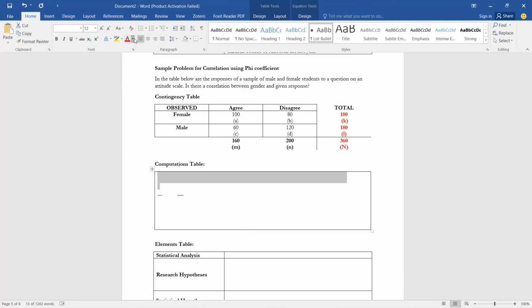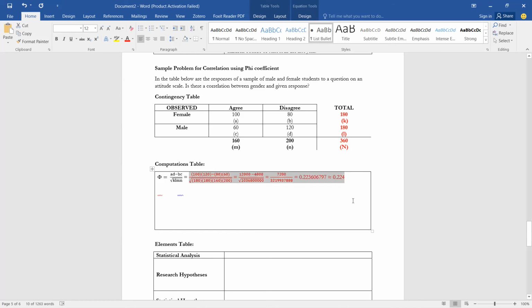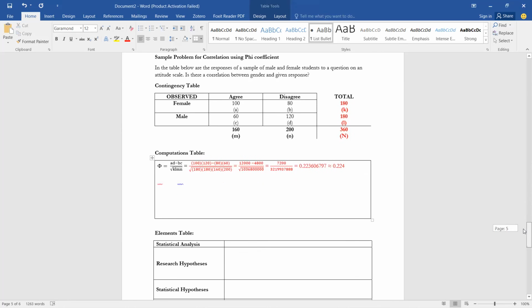If we get the formula, AD minus BC over square root of KLMN, merong iba dito na mag-iiba because mali yung gamit kong row totals earlier. But you will have to end up with a phi coefficient of 0.224. So that's a very weak correlation. No, it's a positive weak correlation.